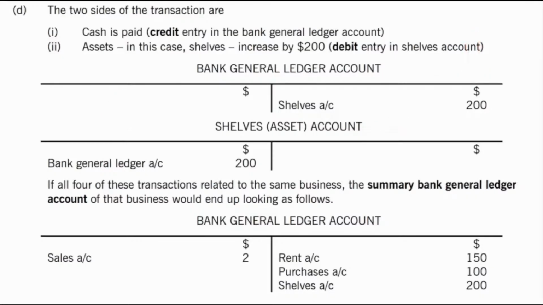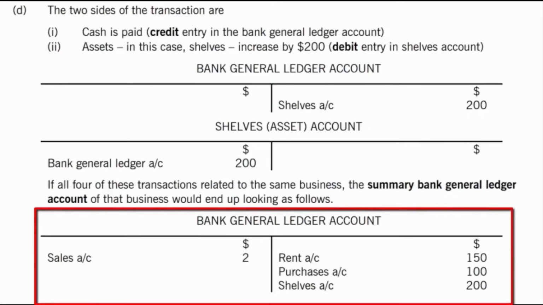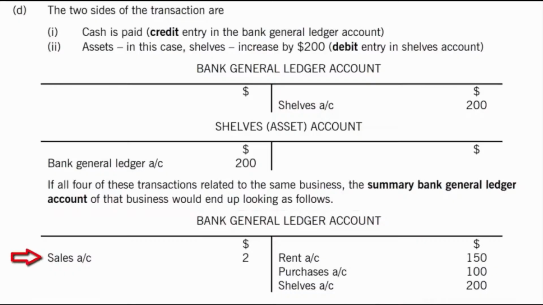Summary of the bank general ledger account. After recording all 4 transactions, the cash account would look like this. Bank general ledger account, cash. Debit side, left, $2 for the cash sale. Credit side, right, $150 for rent payment, $100 for the purchase of goods, $200 for the purchase of shelves.